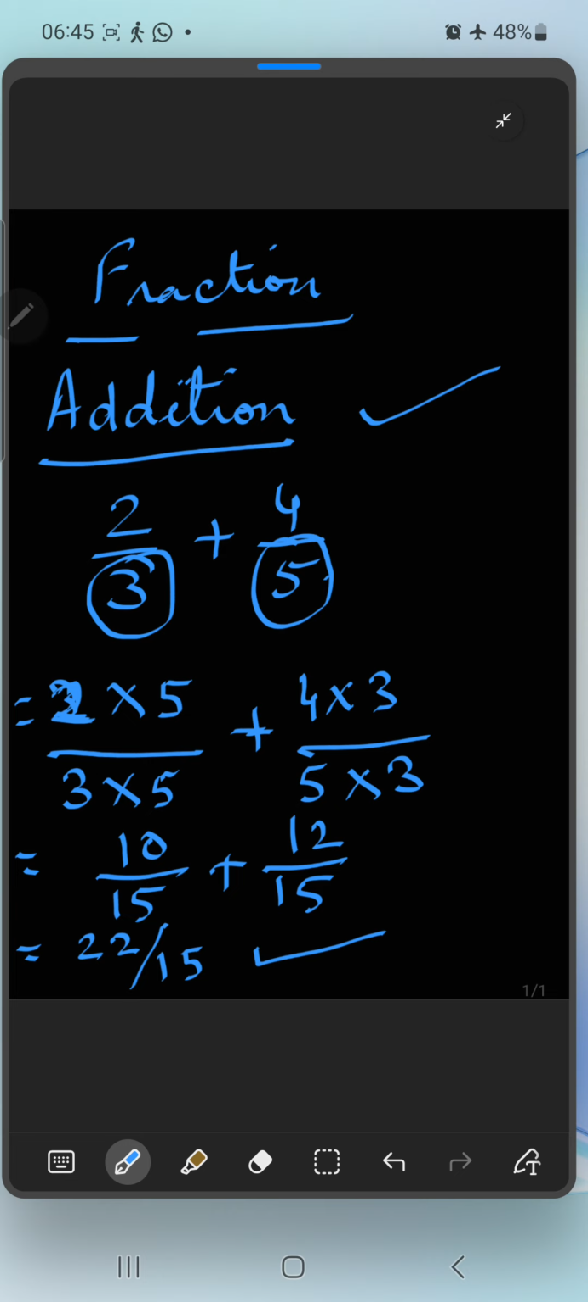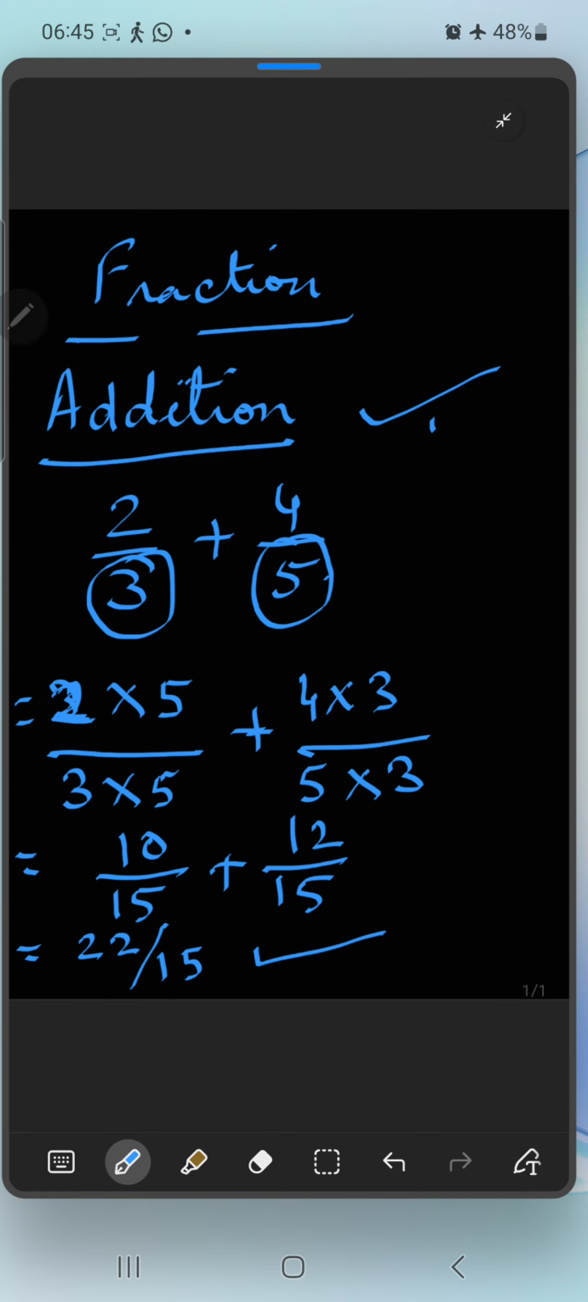Got it? What had we done? We had converted these two fractions into like fractions first. The method of converting them into like fractions is that you just have to take the LCM of the denominators. So the LCM would be 3 into 5. The factors which come here, we just have to multiply them. 3 into 5 is 15. So this is our LCM.